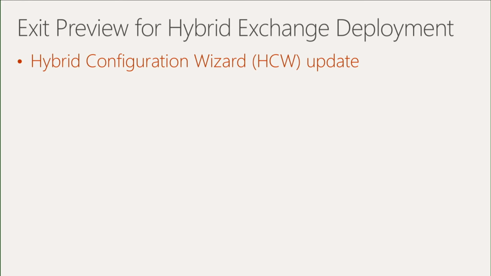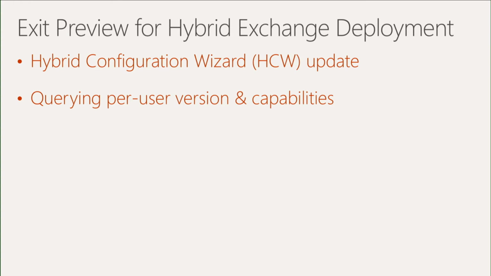We've already identified some things to exit the preview. Hybrid configuration wizard: rather than waiting for an error and then telling the user, it'd be great to query upfront on a per user basis and say this is what's available. It would be an authenticated call, but we're working to give you versions and capabilities so you can query upfront and render the UX accordingly.